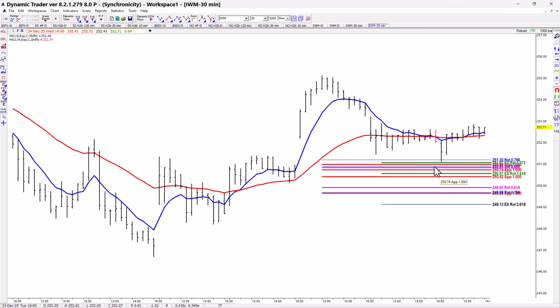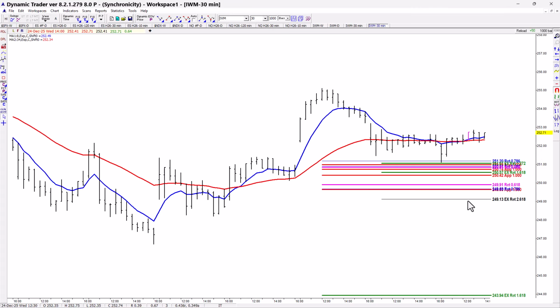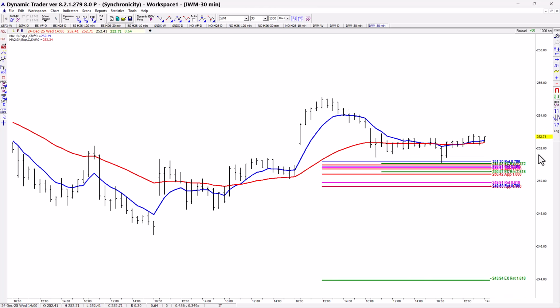1, 2, 3, 4, 5, 6, 7, 8. There's 8 price relationships there. Okay, that's a cluster. Now the typical cluster is 3 or more price relationships. So when you have 8, is it worth looking at? Yeah. I mean, we don't know that it's definitely going to hold, but in this case it did.